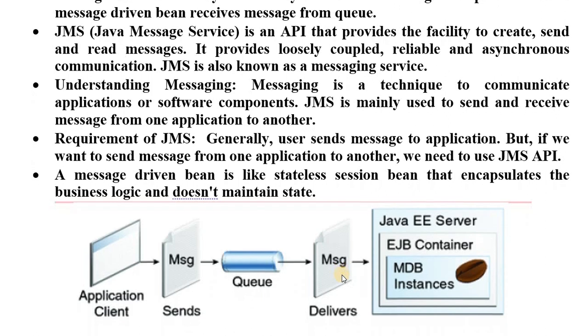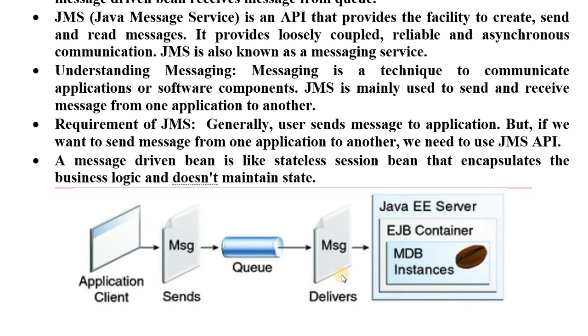Java Message Service is an API that will give you facilities to create, send or read messages. Whenever you want to establish some kind of loosely coupled but reliable asynchronous communication, you can always use the services of JMS. As you can see over here, the application client sends the messages. The messages are stored in the queue, and then these messages are delivered to the message driven bean instances. MDB is nothing but message driven bean instances.